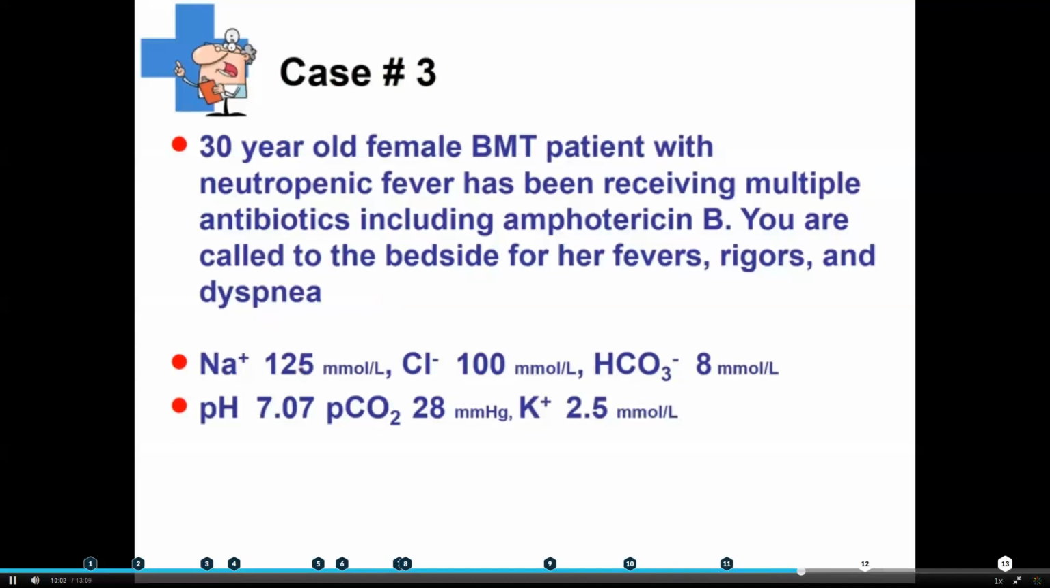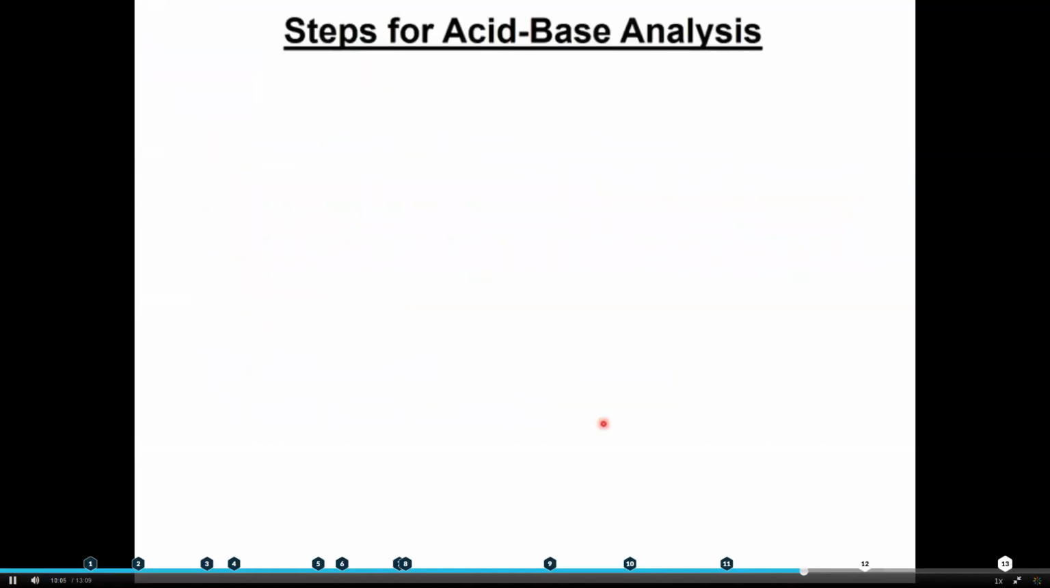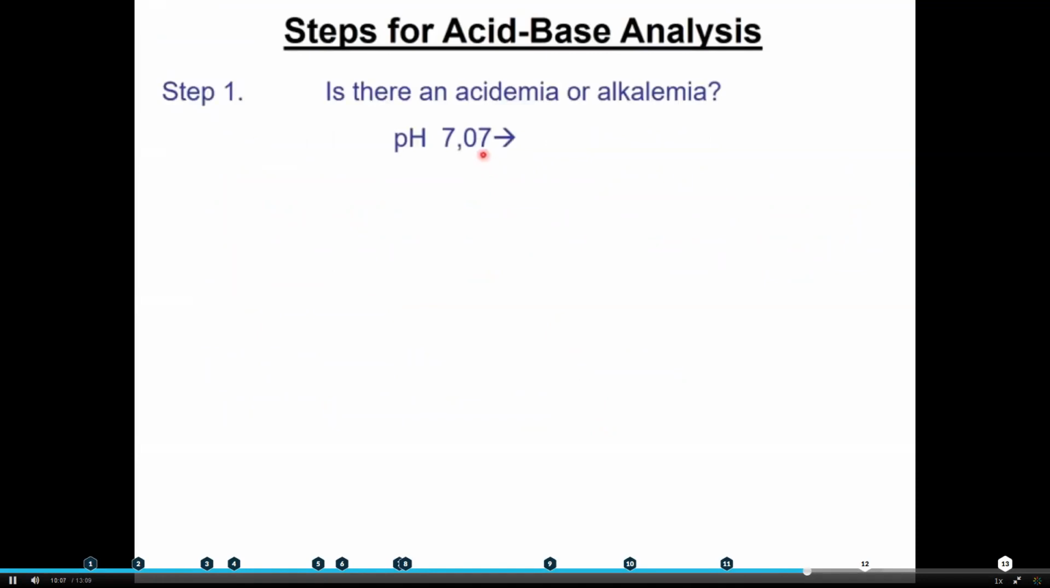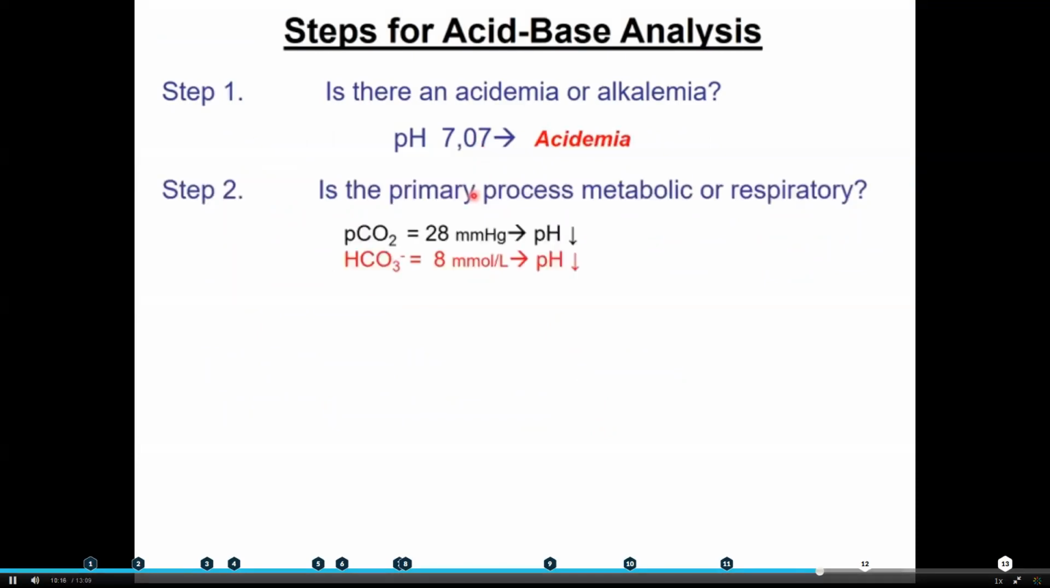Let's start the evaluation. Look at the pH. Wow, it's very acidic. So this patient again has acidemia. Now what caused this acidemia? Let's look at PCO2 and bicarbonate. PCO2 is 28 millimeters of mercury, again less than 40, which decreases the CO2 and increases the pH, so that's a respiratory alkalotic process. However, the bicarbonate is decreased, so that's a metabolic acidosis.